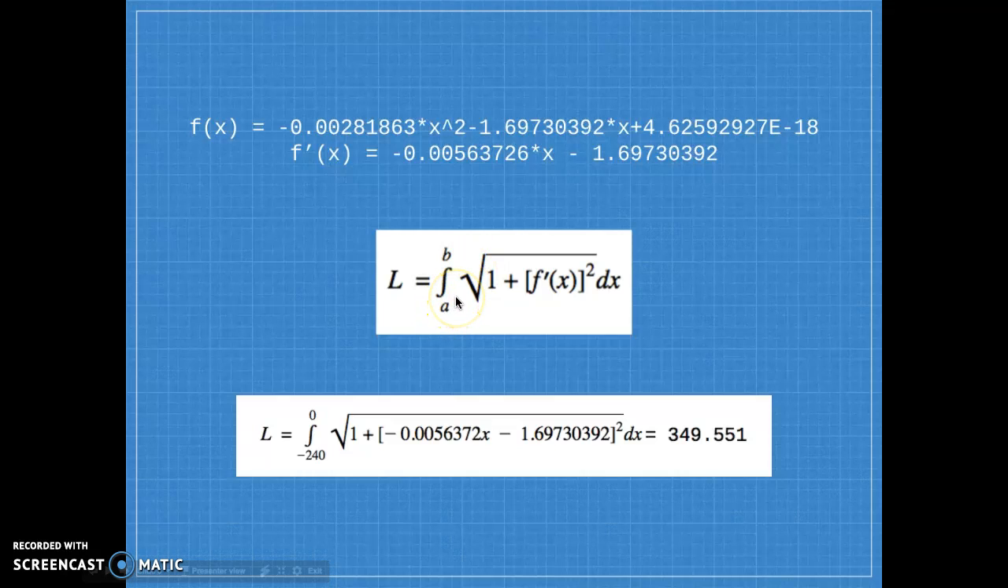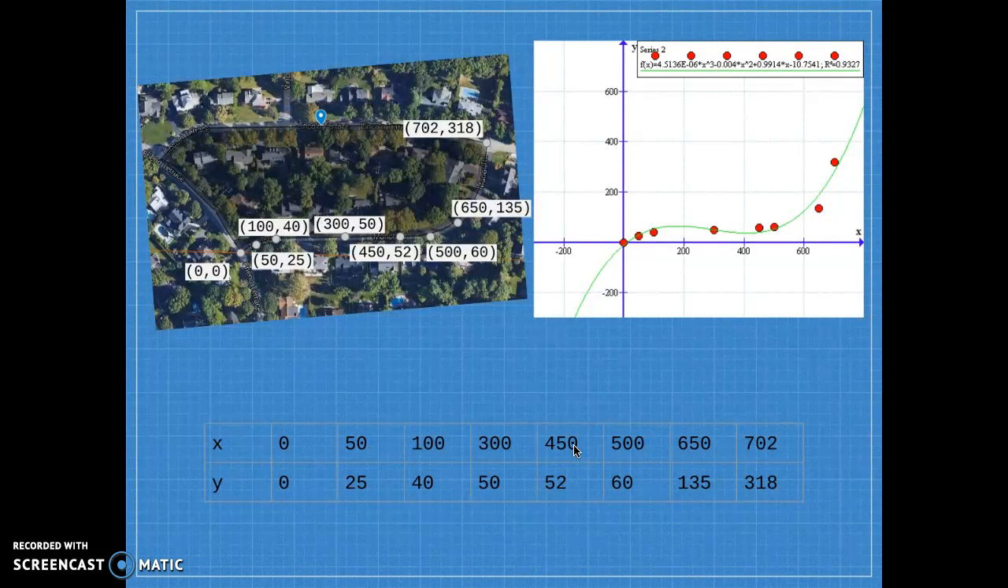In the arc length formula, as shown right here, there are limits, and the limits for this particular segment are from -240 to 0. I just plugged f'(x) into where it calls for it in the formula, and when I calculated it out, I found that the length of this segment was 349.551 feet.